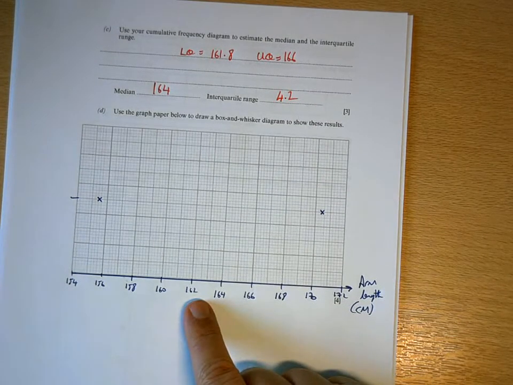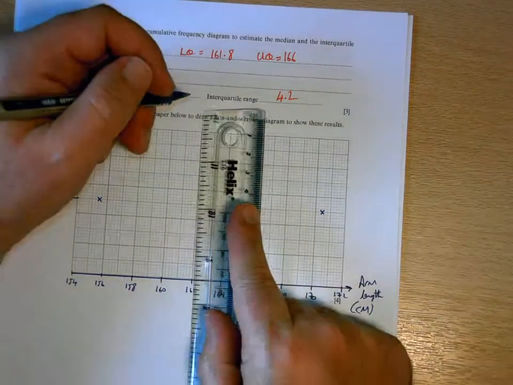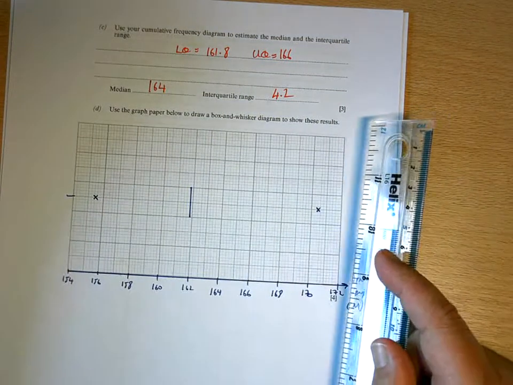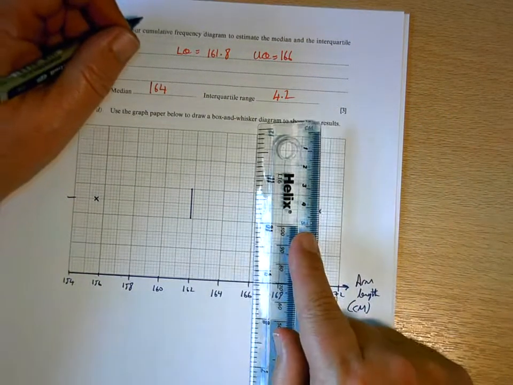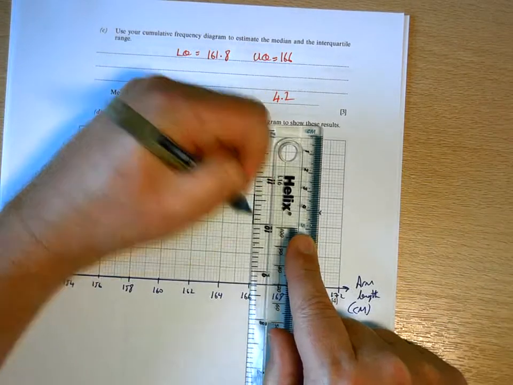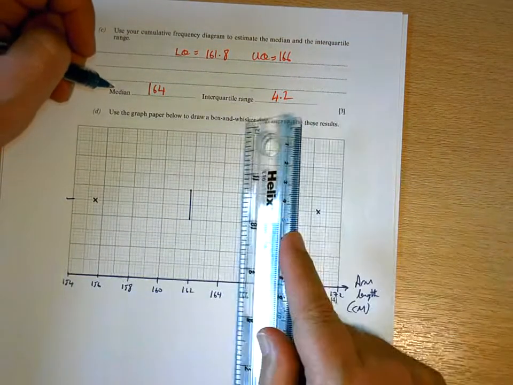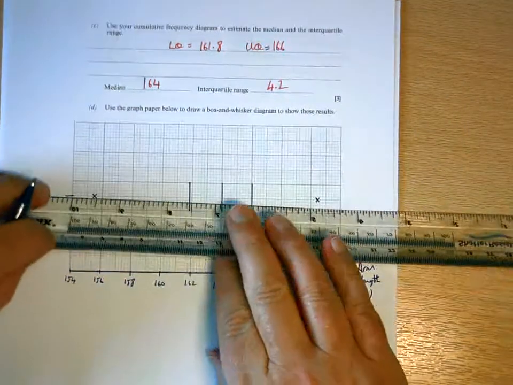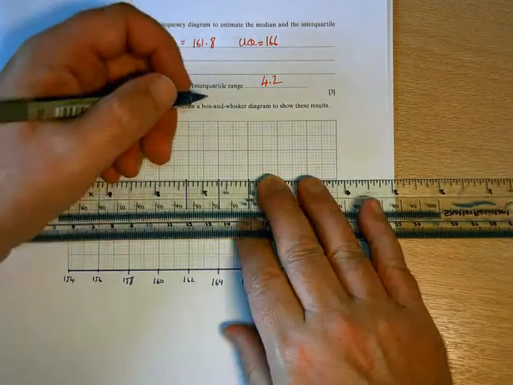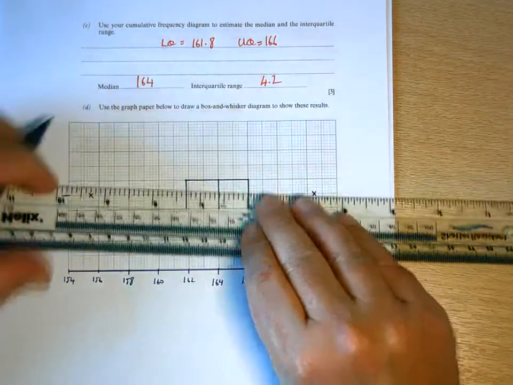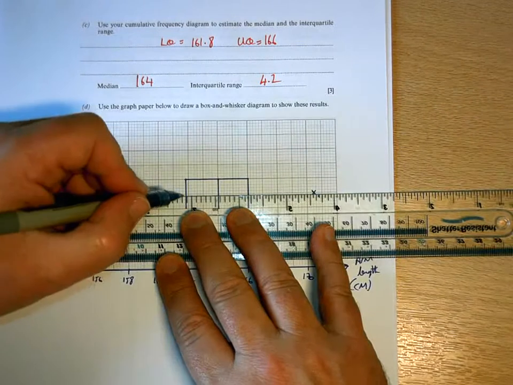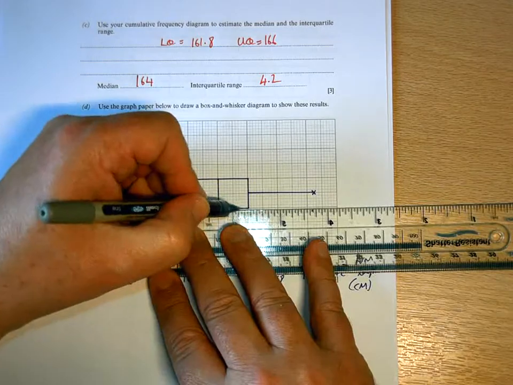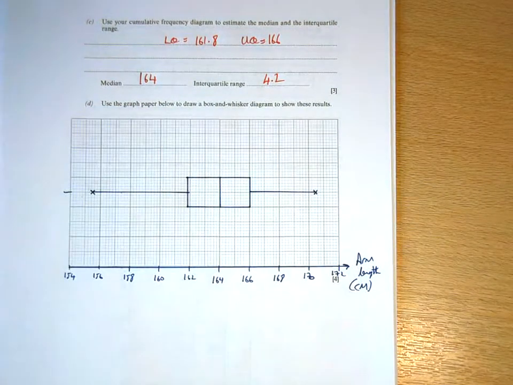The lower quartile is 161.8, which was there. The upper quartile is 166, which is there. The median is 164, which is there. Then we can join up our horizontals. One there. Whiskers. Close the box. Job done.